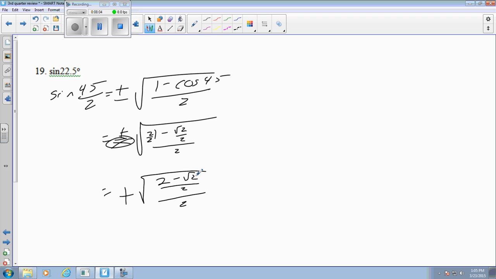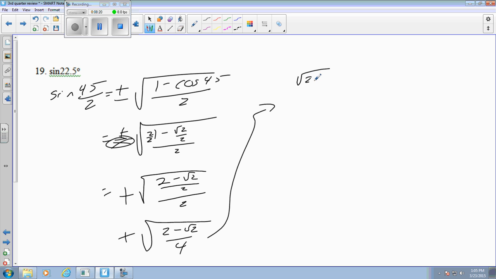Instead of writing it that way, I'm going to rewrite that as 2 minus the square root of 2 divided by 4. And getting rid of that square root of 4 in the bottom, I get the square root of 2 minus the square root of 2. And then the square root of 4 is 2, so that's outside the radical. So there's your number 19, the sine of 22.5 degrees.